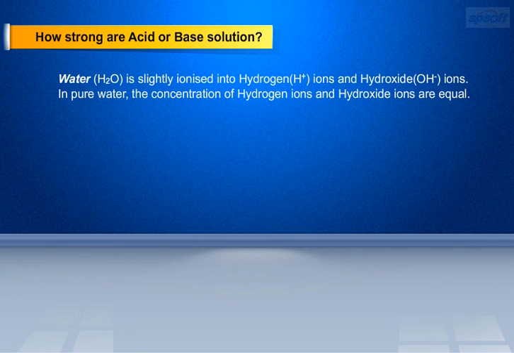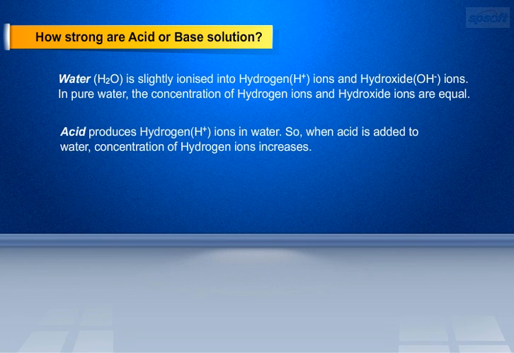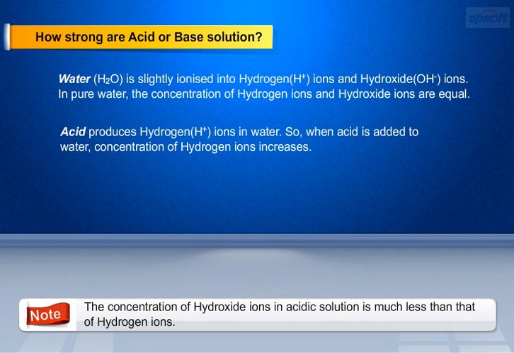Water is slightly ionized into hydrogen ions and hydroxide ions. In pure water, the concentration of hydrogen ions and hydroxide ions are equal. Acid produces hydrogen ions in water. So, when acid is added to water, the concentration of hydrogen ions increases. Please note that the concentration of hydroxide ions in acidic solution is much less than that of hydrogen ions.